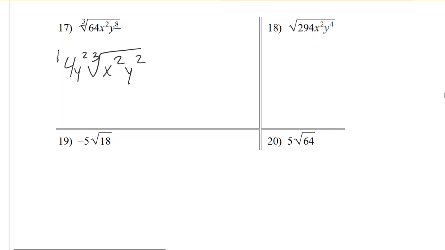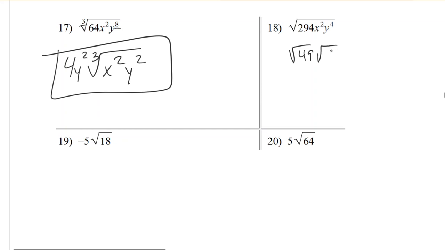Same thing here, 294. Well, 294 would be the square root of 49 times the square root of 6, square root of x squared, square root of y to the 4th. So square root of 49 is 7. Can't do the square root of 6. Square root of x squared is x. Square root of y to the 4th is y squared. What do we have inside of here? Square root of 6.